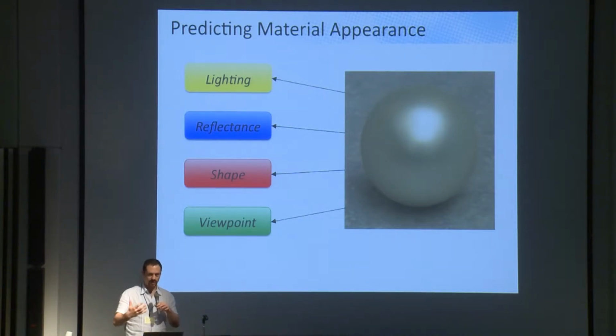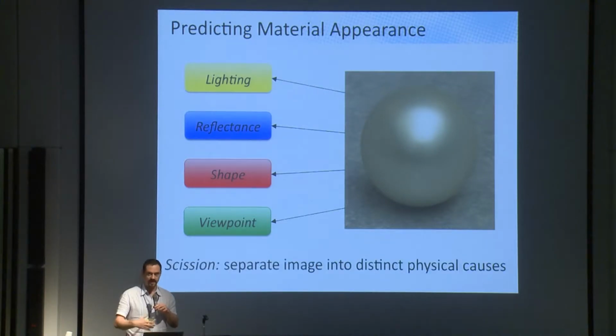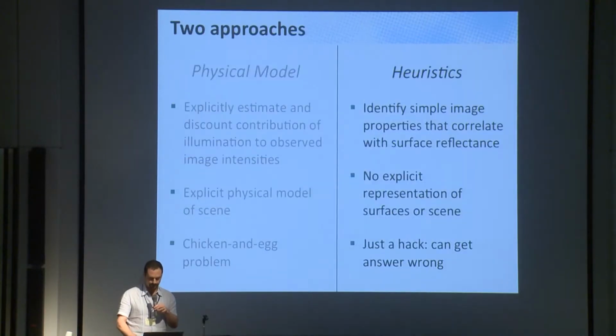So you can think of material perception in this context as solving this problem, as taking the image and splitting it up into these factors. And this is an old idea. This goes back at least as far as the Gestalt psychologists who talked about scission, this idea of separating single image intensities into multiple distinct causes. Okay, now that's one tradition.